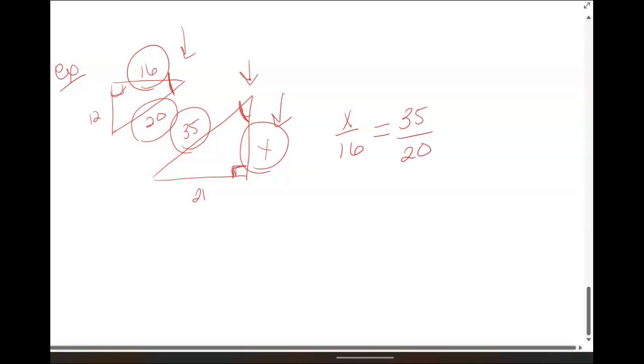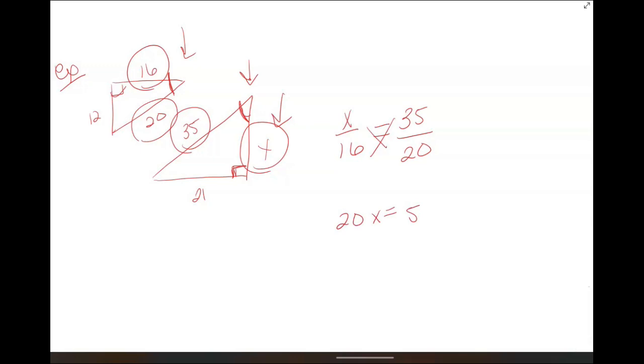So checking proportions and similarity, you just have to make sure that we're using corresponding sides and we're keeping things consistent. So it doesn't matter which direction you go, as long as you make sure that whatever shape you start with, that remains on top and the second one remains on the bottom. Okay, now we're just solving like a regular proportion. So it's going to be 20x equals 560. And if I divide by 20, I'm going to get 28.